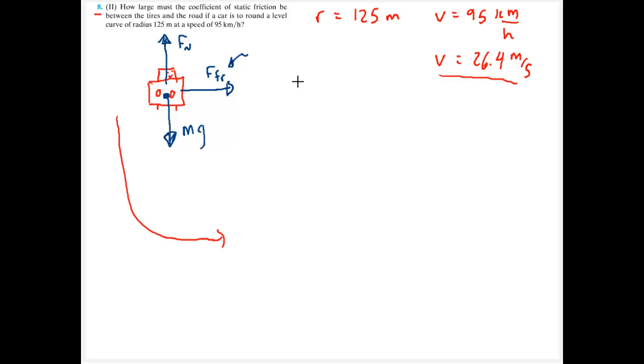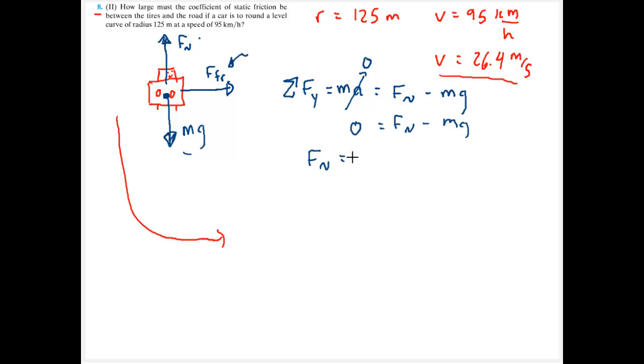So the first thing that we can do is write Newton's second law. Sum of the forces first in the y direction is going to be equal to the mass multiplied by the acceleration. Acceleration in the y direction is going to be 0. Now let's take a look at the forces in that direction. I'm going to have the normal force in the upwards direction, and mass times gravity in the downwards direction. So here I'm going to have a big 0, normal force minus mass times gravity. This tells me that my normal force is equal to my mass times gravity.